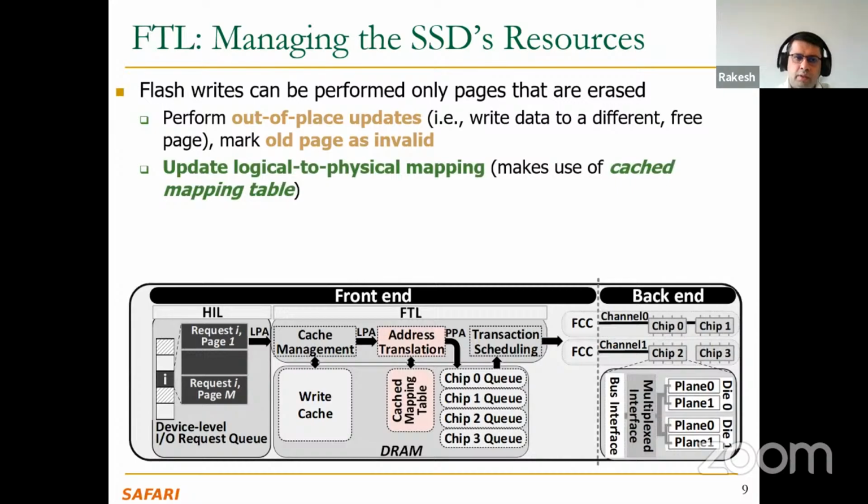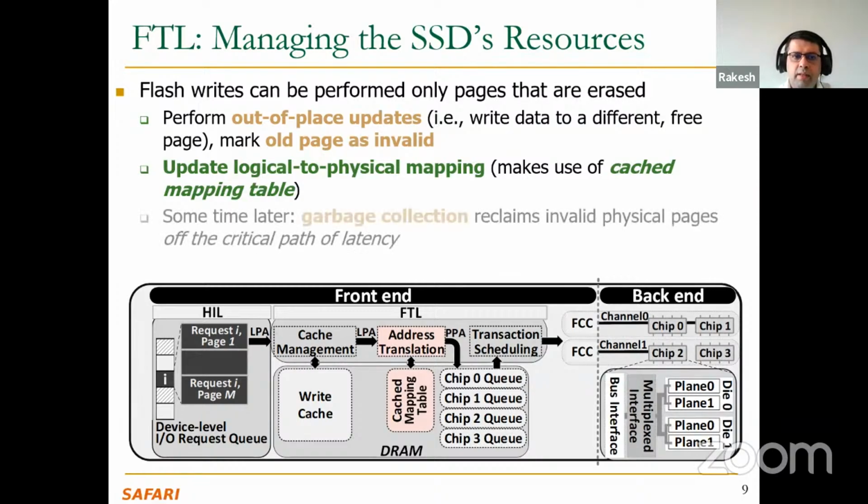This also involves updating the logical-to-physical page mapping, which is a table that maintains all the entries of logical-to-physical translation. It also uses a cached mapping table stored in the DRAM, which stores all the recent mapping entries. Once a few blocks have a lot of invalid pages, the garbage collection process is triggered, which reclaims the invalid physical pages. This is done in the background, off the critical path.